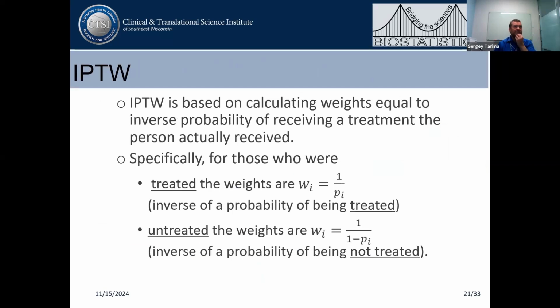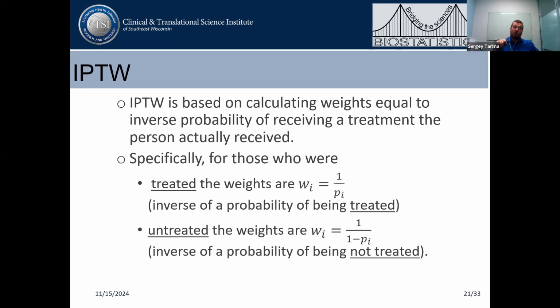How should these weights be calculated? Essentially, weights are equal to inverse probability of receiving the treatment the person actually received. Because we have two groups, in the group of treated patients, we just have inverse probability of treatment. So it will be 1 over P sub I. That will be our weights in the treatment group.